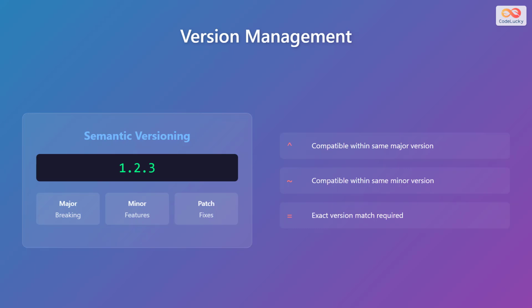In the dependency versions, special symbols are used. The caret symbol indicates that the version is compatible within the same major version. The tilde symbol indicates compatibility within the same minor version. Finally, the equals symbol means that an exact version match is required.